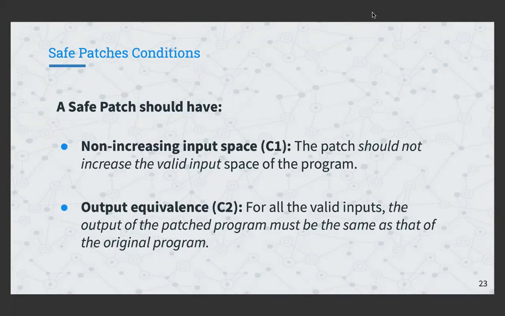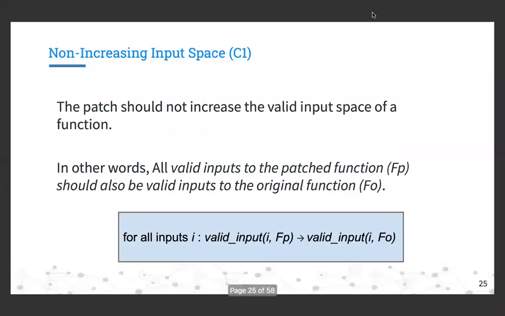To verify these two conditions, we can define them at function level. And if these two conditions hold for each function, then we can say that these two conditions hold for the entire program. Now let's define our condition C1 at function level. The patch should not increase the valid input space of a function. In other words, all valid inputs to the patched function should also be valid inputs to the original function.